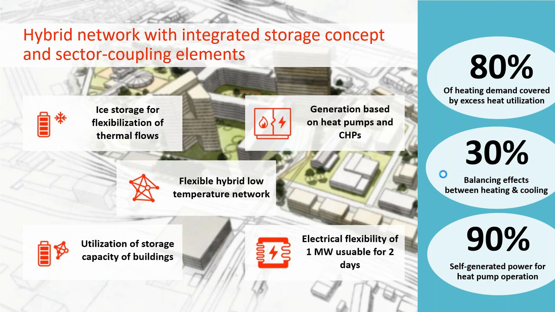As a result, we can reach, this is the prognosis, an electrical flexibility of circa 1 megawatt that can then be used for local balancing. We still have to investigate, of course, when on the day this capacity is available. Next slide, please. Last slide.